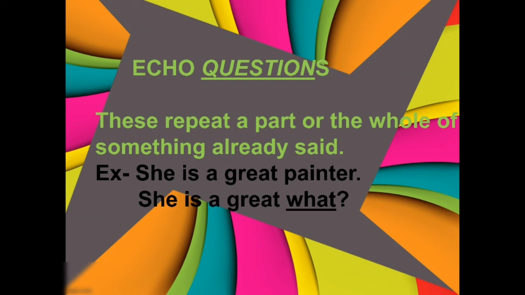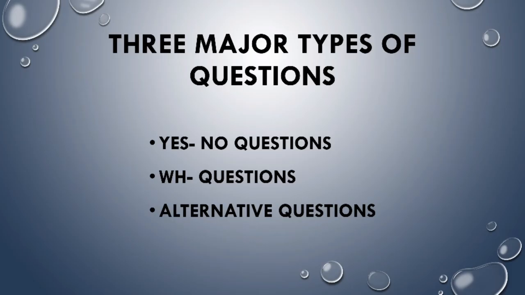Like she is a great painter. She is a great painter. So the question asked is she is a great what, कि वो क्या है, great painter. Although you have repeated the question, right? You have repeated the sentence, but you have asked it in a form of a question. She is a great what? So आप answer क्या दोगे? She is a great painter. Okay, so you have repeated echo questions because we have repeated the part. Repeat किया है आपने. Okay, so students, I hope you have understood all the types of questions.